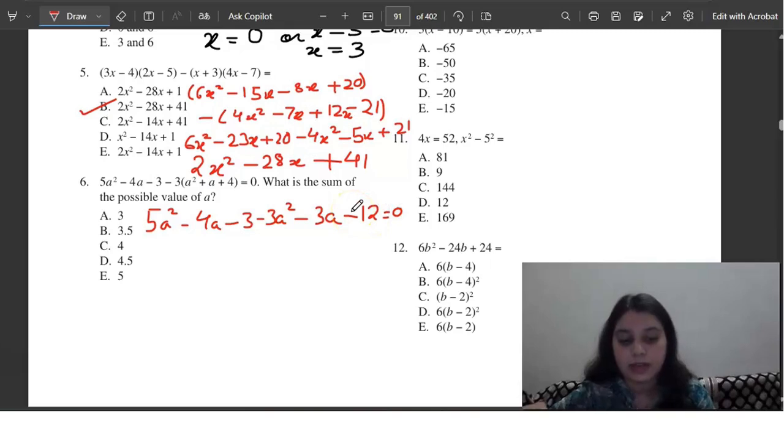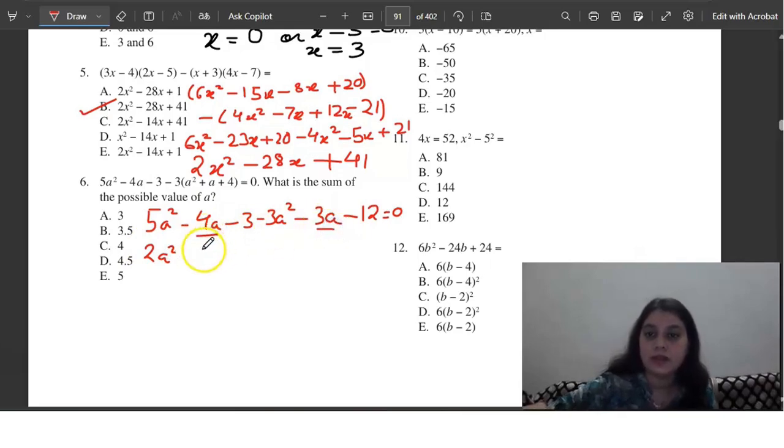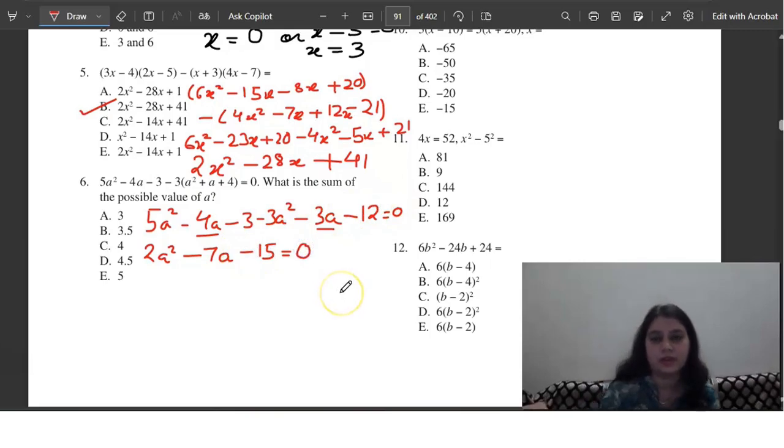So here we have 5 minus 3, that is 2a square. Then minus 4a minus 3a. So that should be minus 7a. And minus 3 and minus 12. That is minus 15 equals to 0. Now you have two options here. One is you can just find the possible values of A and then you can add them up. That would be the answer. Finding is not difficult. You just need the factors of 2 into 15 whose difference is 7.